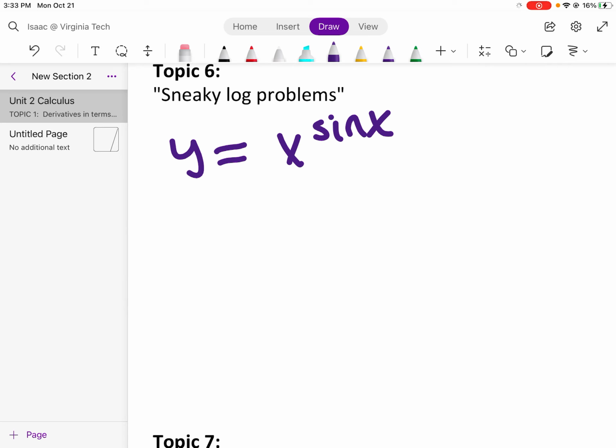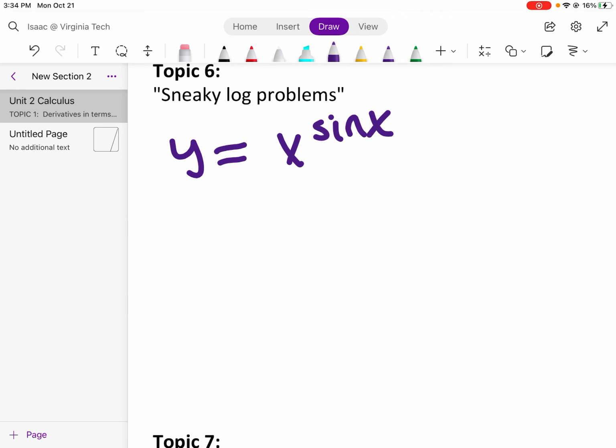You might be thinking in your head, that's such a stupid function. And what could we even do right here? You might just be like, well, do I do the power rule? Do I do sine x times x to the power of sine x minus 1? Well, that doesn't get us anywhere, does it? That's not what we want to do. We will do something called logarithmic differentiation, and this is what I call a sneaky log problem.